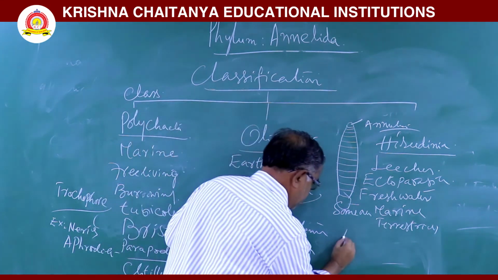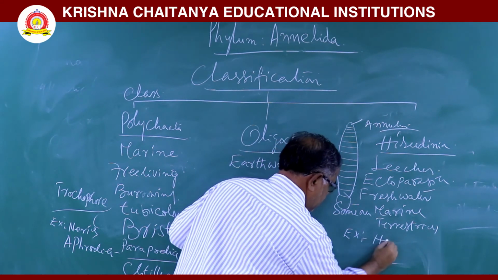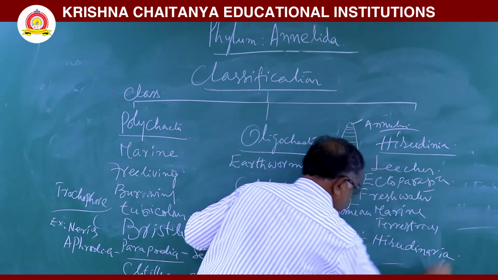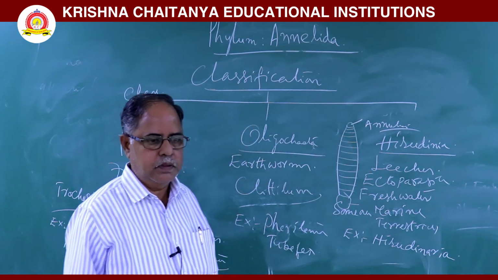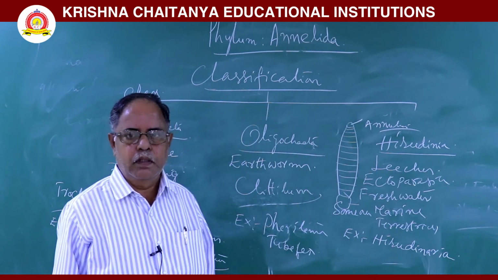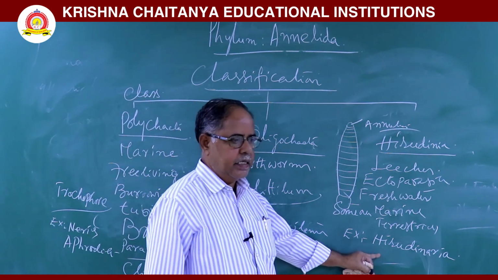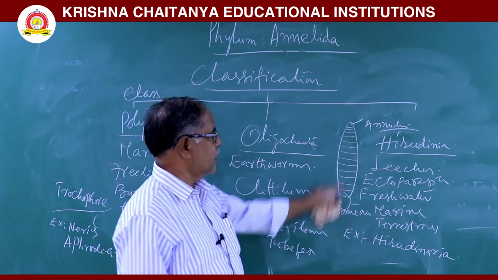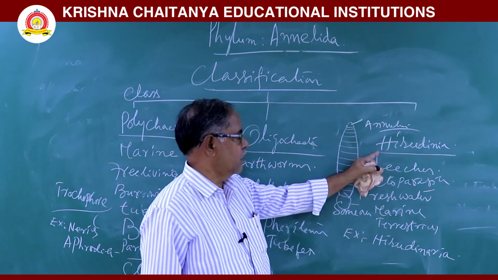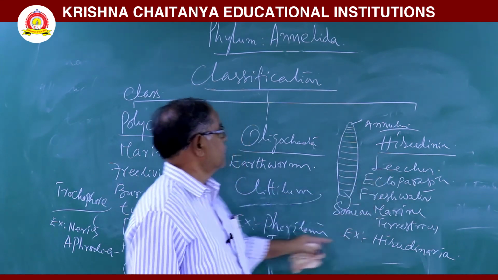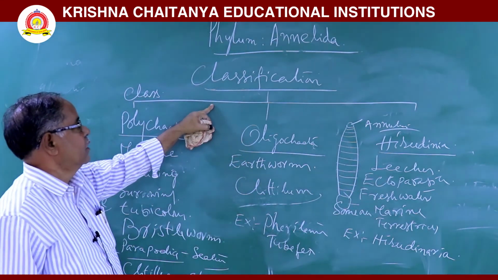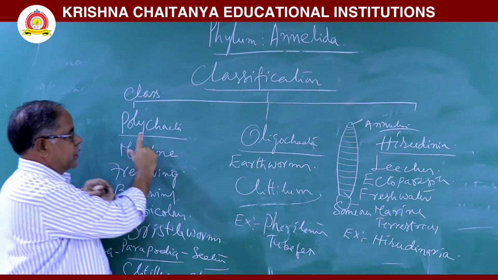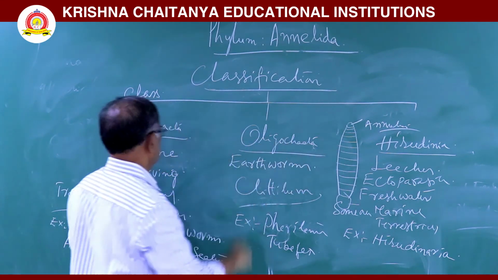For example, Hirudinaria, Placobdella, Hemidipsa. Next, Hirudinaria is the Indian cattle leech. These are the characters of class Hirudinea. This is the classification of phylum Annelida. Annelida is divided into three classes: Polychaeta, Oligochaeta, Hirudinea.